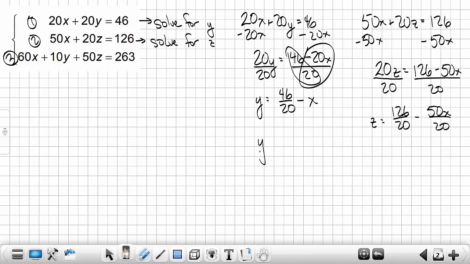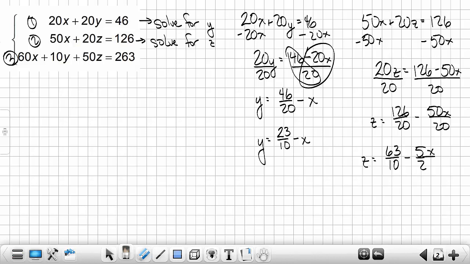46 over 20 is going to be 23 over 10 minus x. And z is going to be 126 over 20, that's going to be 63 over 10, minus 50 over 20, the zeros just are going to cancel out. I'm going to get 5x over 2.